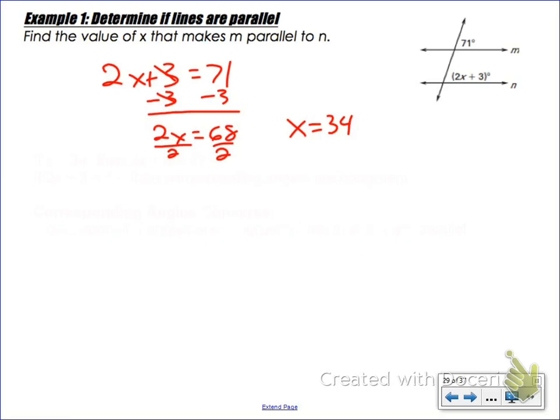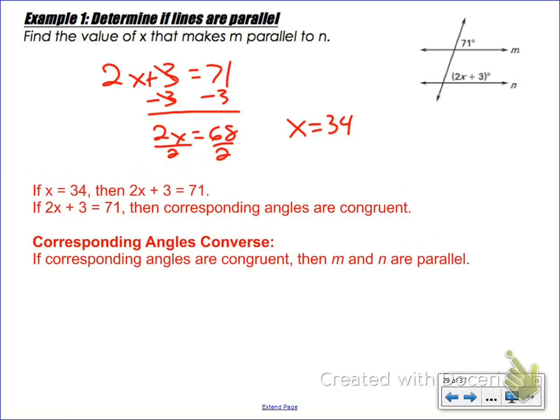So again, what we're saying here is kind of a series of if-then statements: if x is equal to 34, then 2x plus 3 is going to equal 71. Well, if 2x plus 3 equals 71, then we can go ahead and say that these corresponding angles are congruent, which brings us to our corresponding angles converse, which says if corresponding angles are congruent, then m and n are parallel, which is what we want. So basically, we can take the first if that we have, if x equals 34, and we can tie this together with my final then statement, which is then m and n are parallel. So if x is equal to 34, then m and n would be parallel in this case.